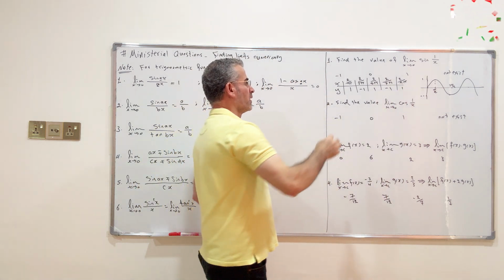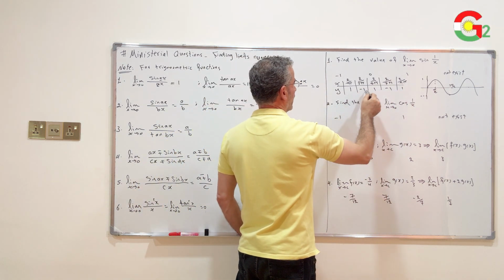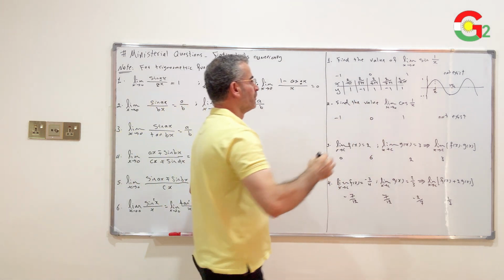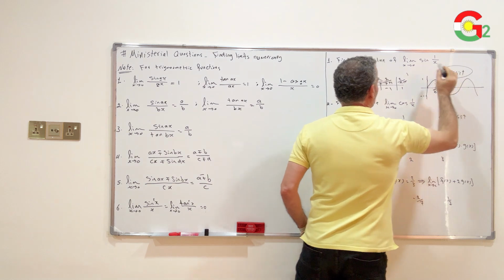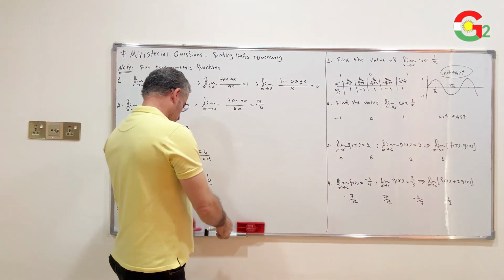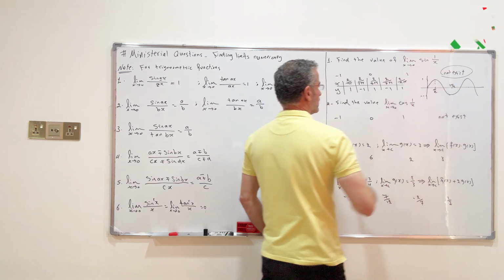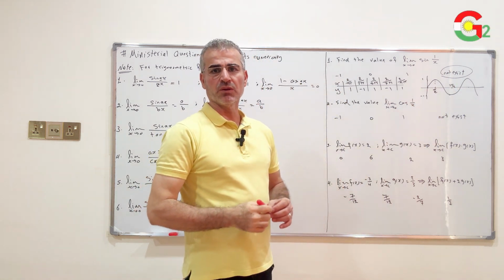As you see, the limit oscillates between 1 and -1, two fixed numbers. Then the answer does not exist. The right answer is the limit does not exist. It is oscillating between two fixed numbers.